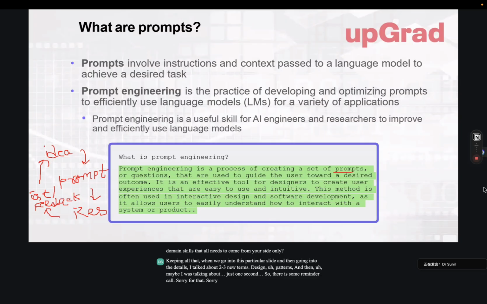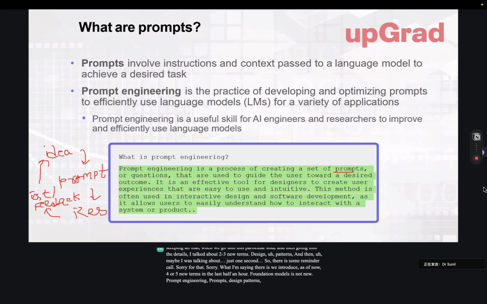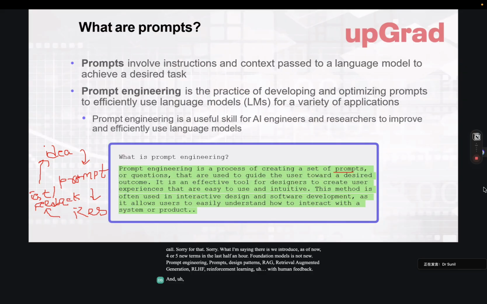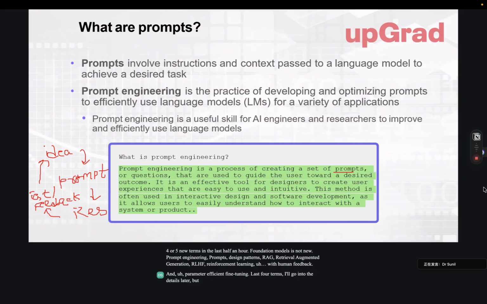What I'm saying there is we introduced as of now four or five new terms in the last half an hour. Foundation models is not new. Prompt engineering, prompts, design patterns, RAG (retrieval augmented generation), RLHF (reinforcement learning from human feedback), and parameter efficient fine tuning. The last four terms I'll go into the details later, but the rest of them we are going to talk about here.